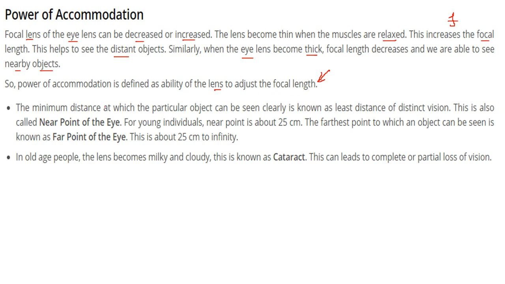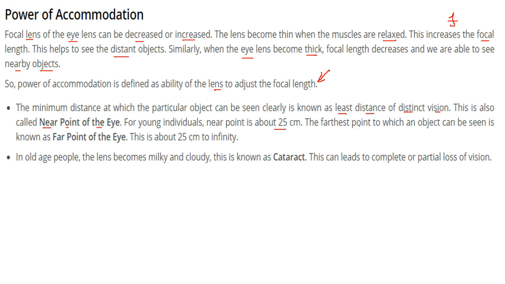So the maximum distance at which a particular object can be seen clearly is known as the least distance of distinct vision. Say you are able to see 100 meter or 150 meter. This is the least distance of distinct vision. This is also known as the near point of the eye. If you talk about young individuals, the near point is 25 centimeter.